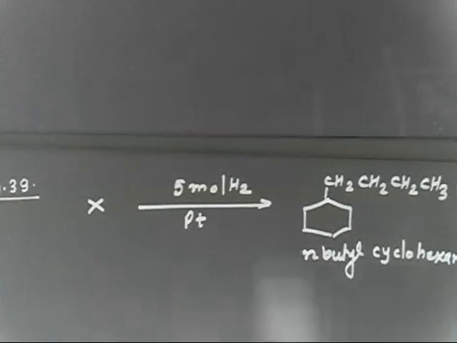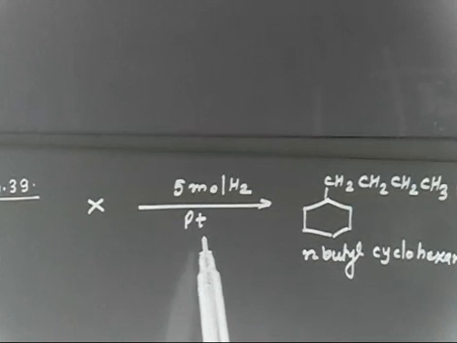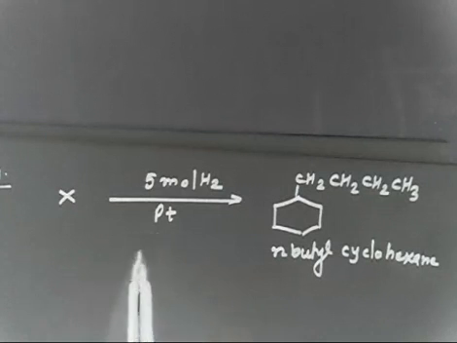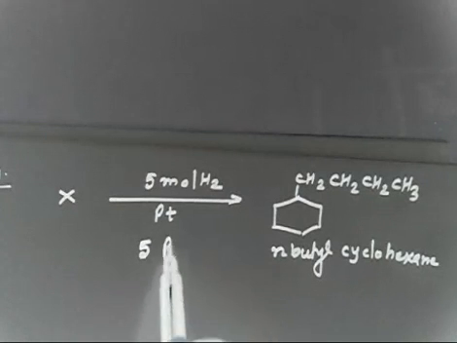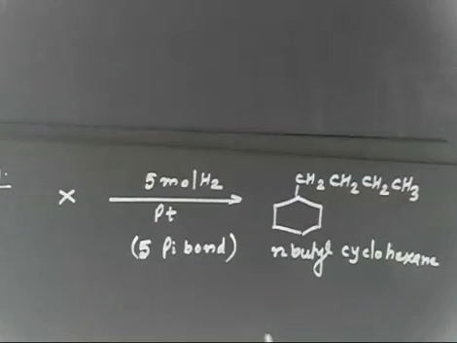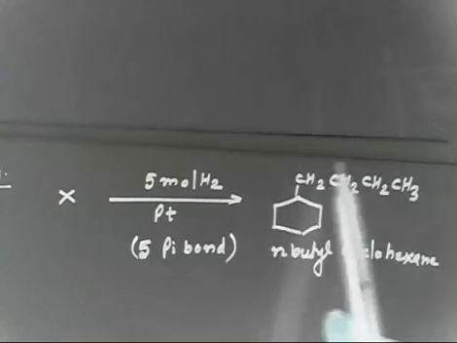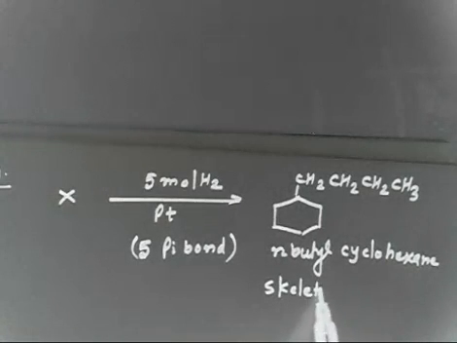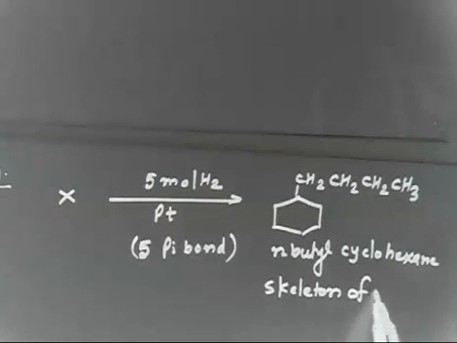So this means it takes 5 mole of H2. So this compound must contain 5 double bonds, or you can say 5 pi bonds. So the compound X, now I have this information, and I also have information about the skeleton. So this is the skeleton of compound X. Are you getting or not? So what is the skeleton of X?